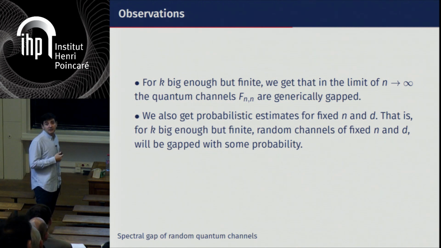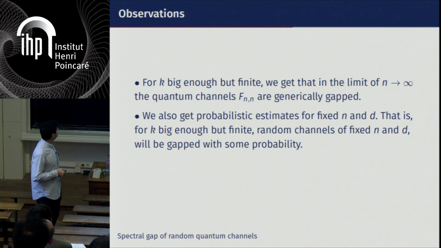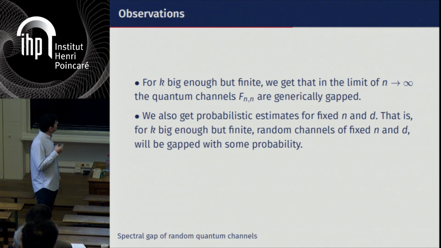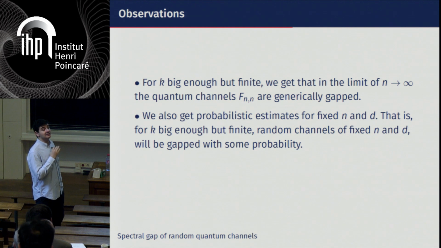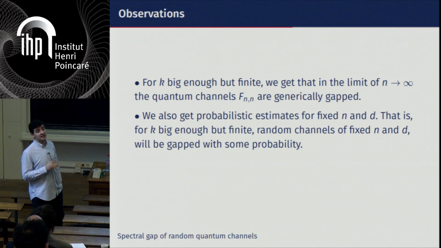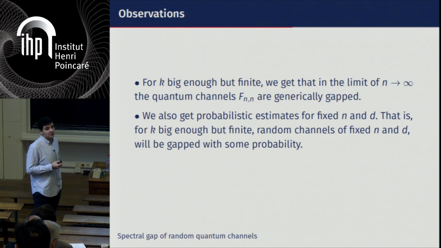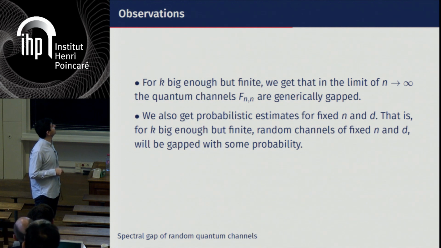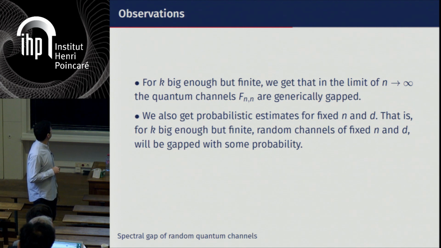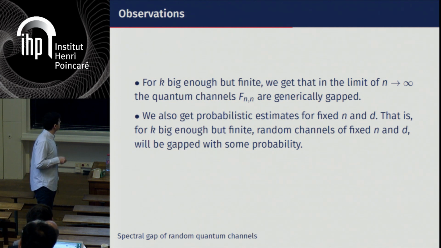So in fact, I don't need n and d going to infinity. We can get probabilistic estimates for fixed n and d. And again, this means that for k big enough and finite, we can give random channels of fixed n and d that will be gapped with some probability. It will not be going to 1 because everything is fixed, but it will be some non-zero probability. And it will be increasing as n and d go to infinity. And actually, it's increasing quite fast, but OK.